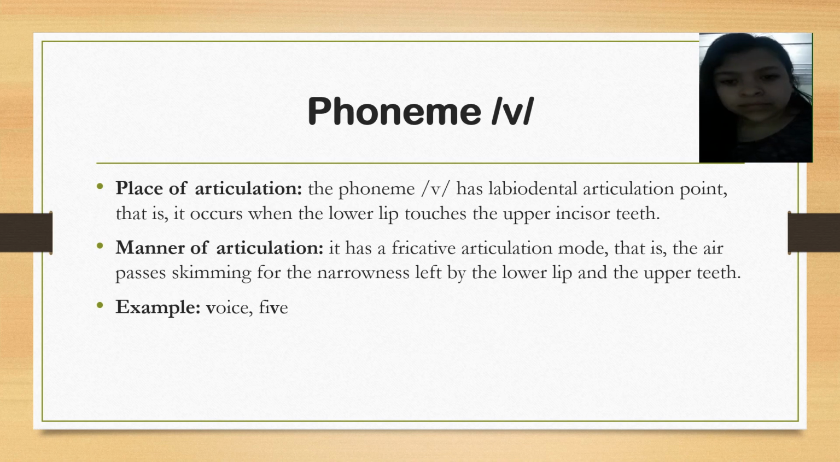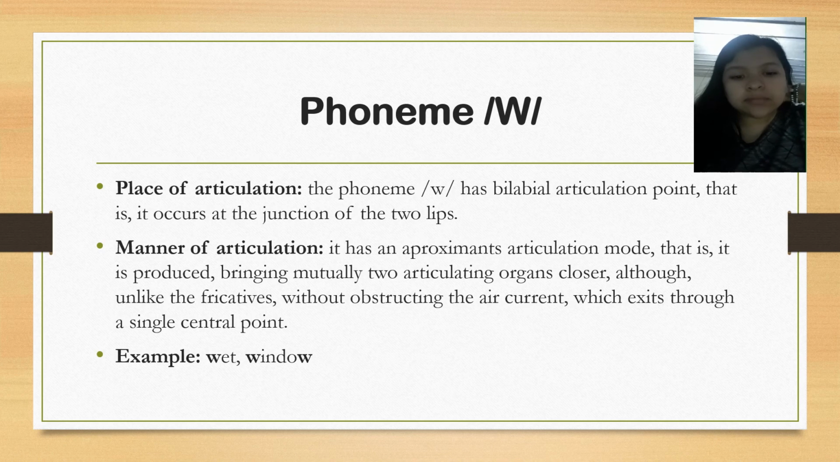Phoneme V. The phoneme V has a labiodental articulation point, that is, it occurs when the lower lip touches the upper incisors. It has a fricative articulation mode, that is, the air passes skimming through the narrowness left by the lower lip and the upper teeth. The pronunciation of this phoneme is V. Example: voice, five.